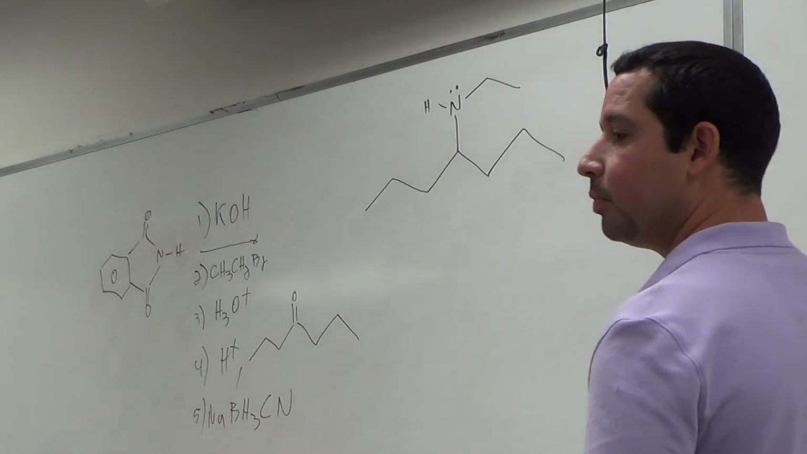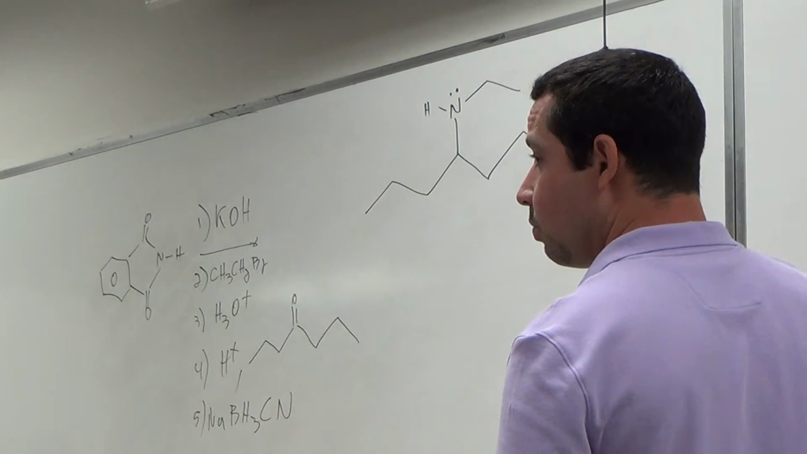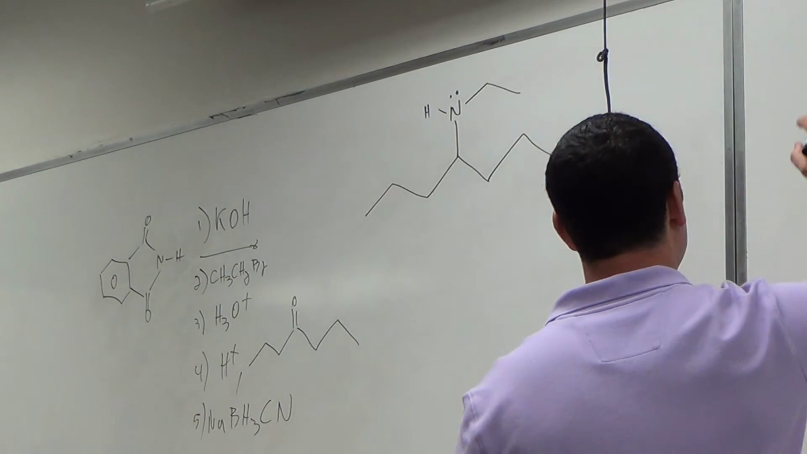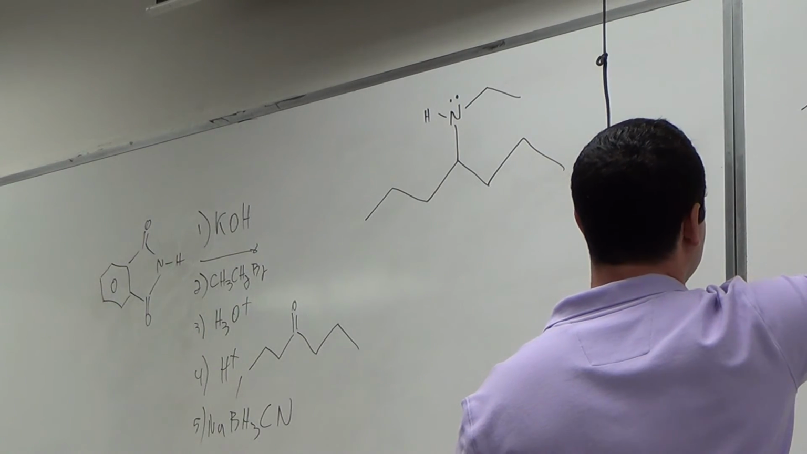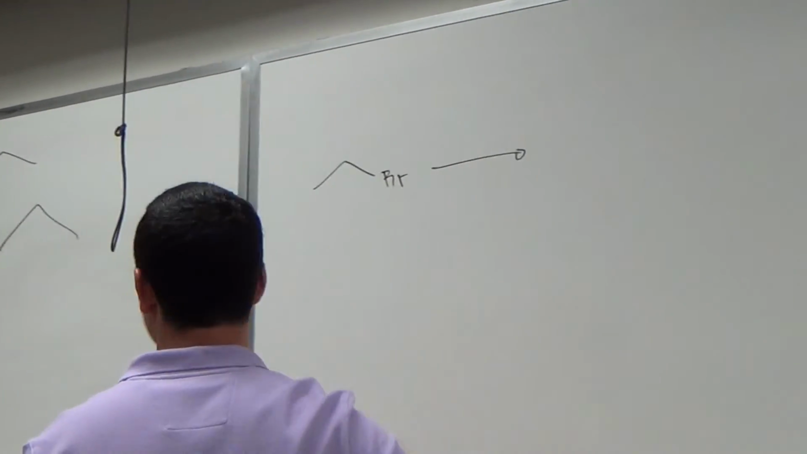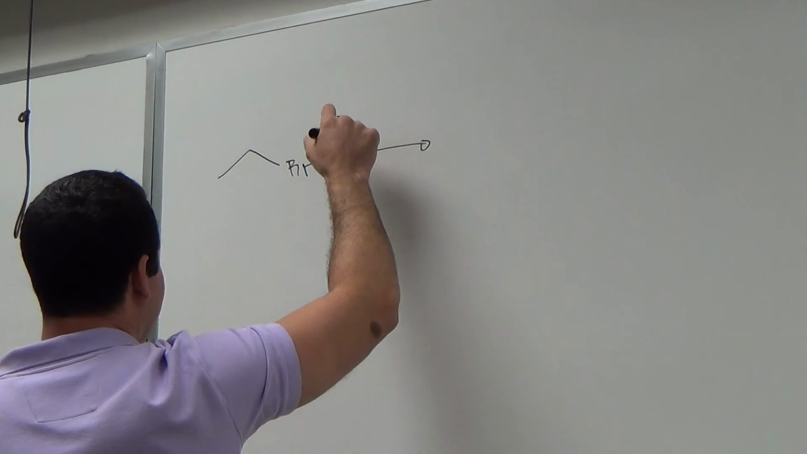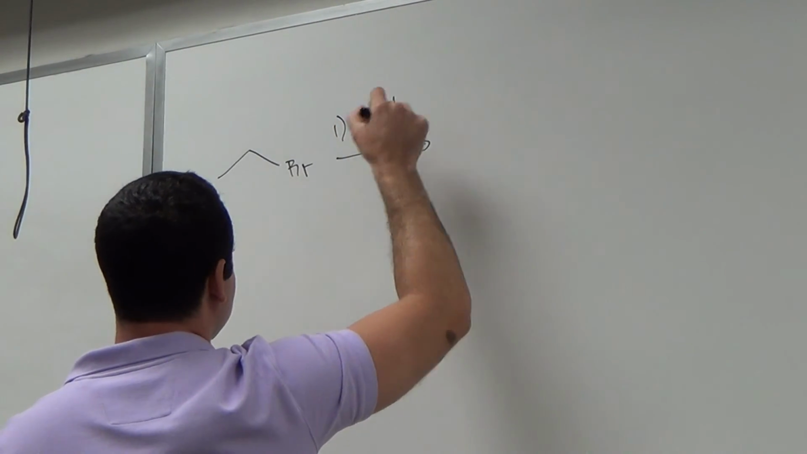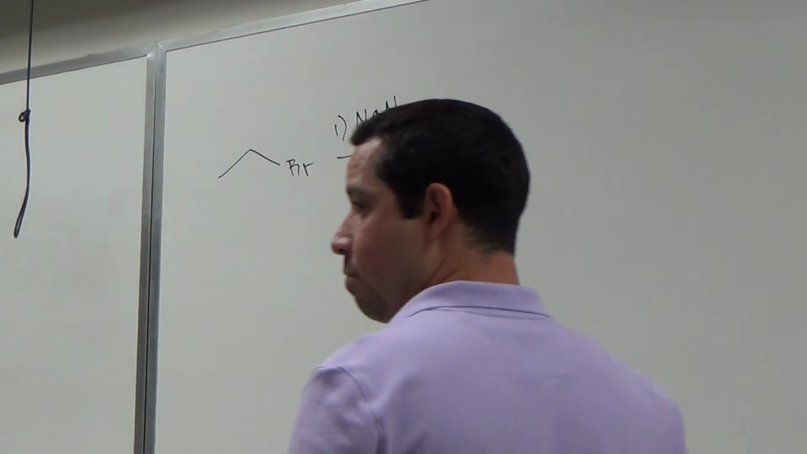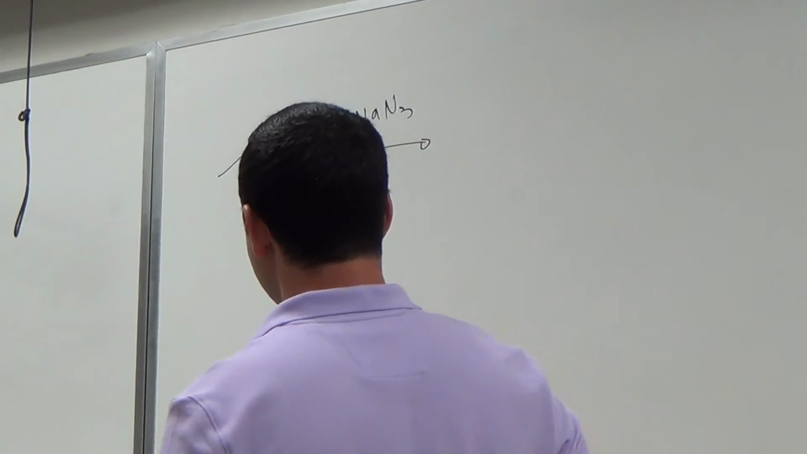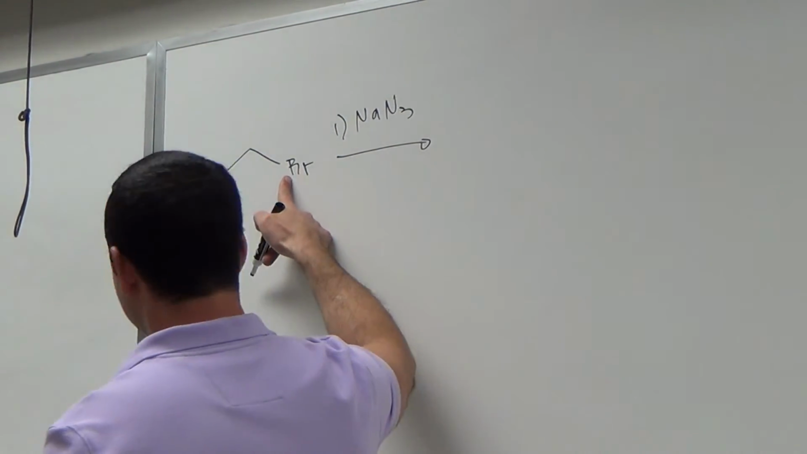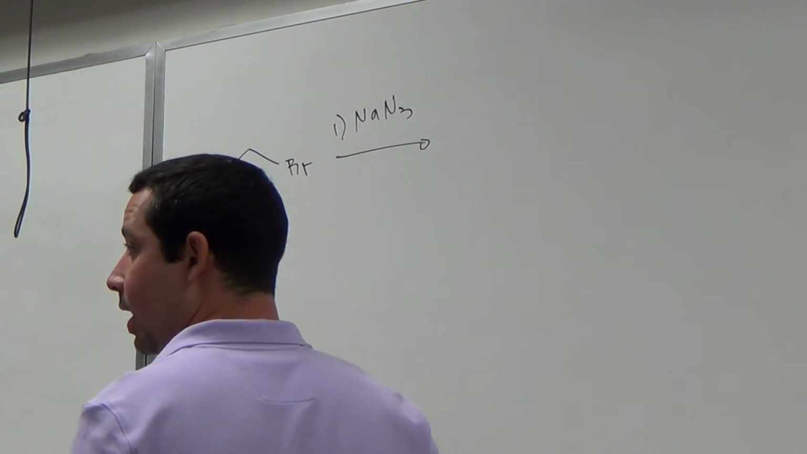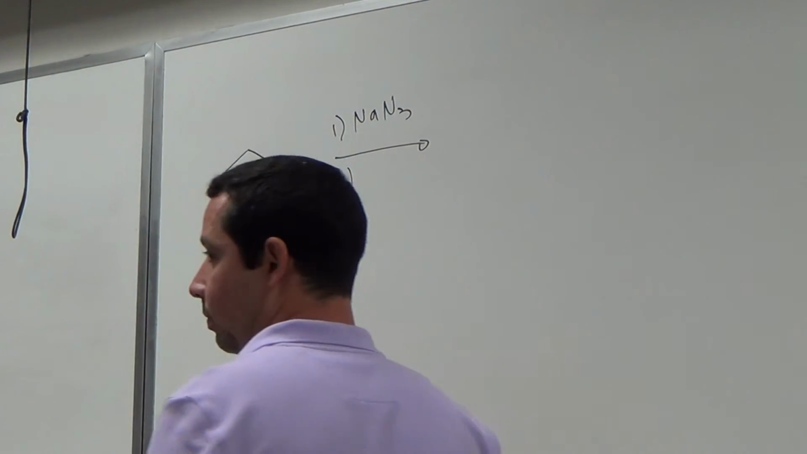So what do we do? Let's say I want to use azide. What's the first step? I start with that. Sodium azide, yes? What is that going to do? It's going to put N3 here. N3 is not what I want. I have to do what to that N3?